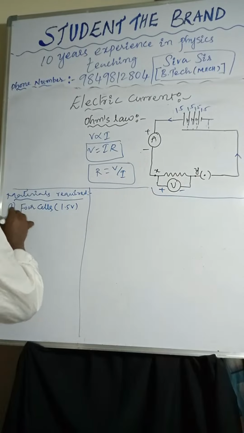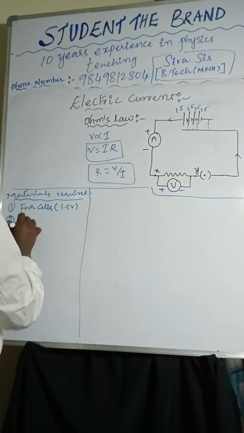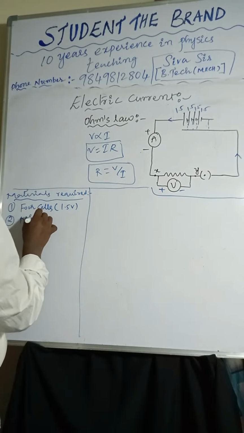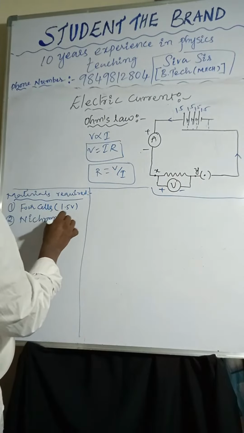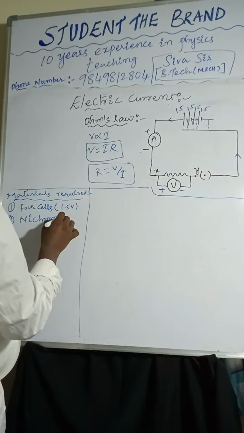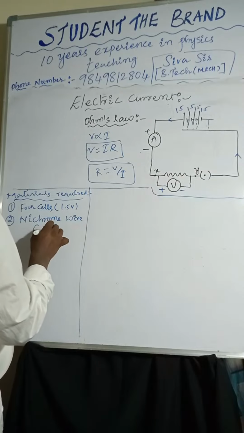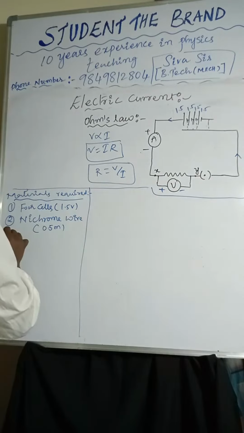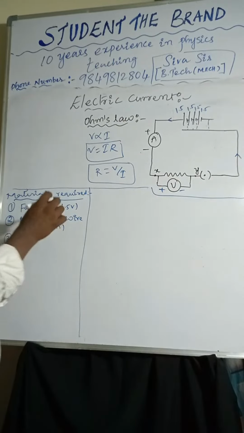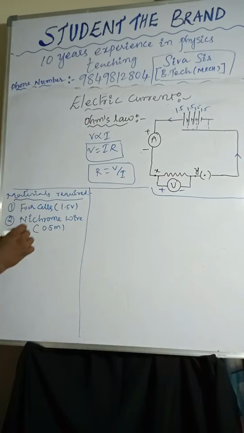Second one, nichrome wire, 0.5 meters. And third one you can see, ammeter.